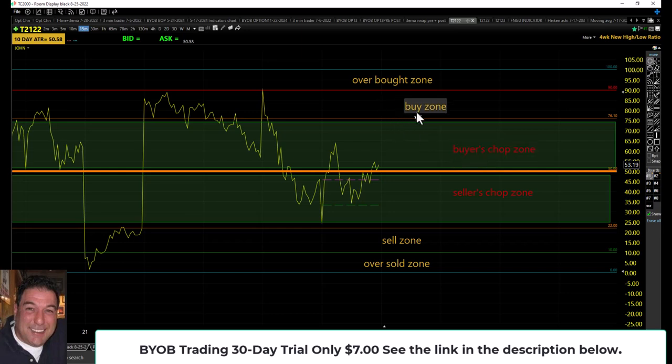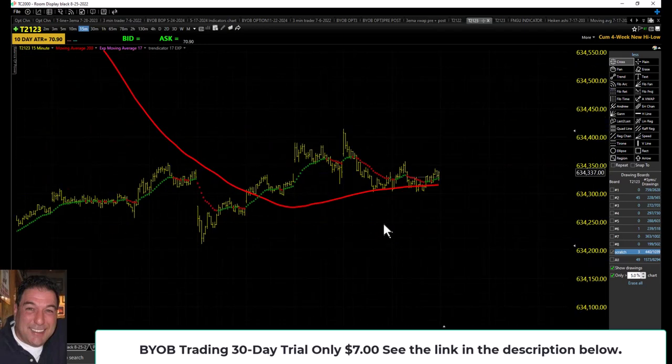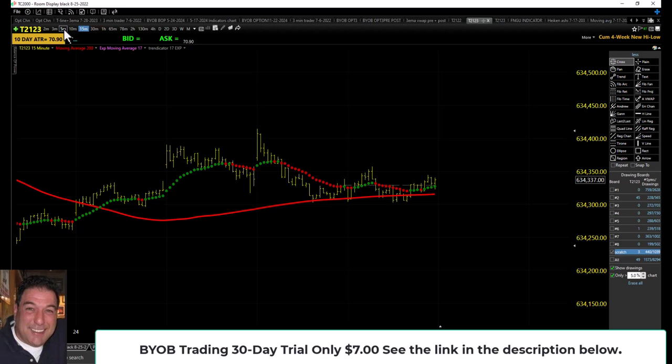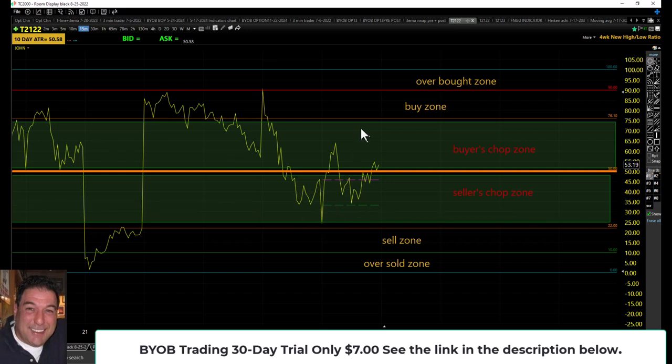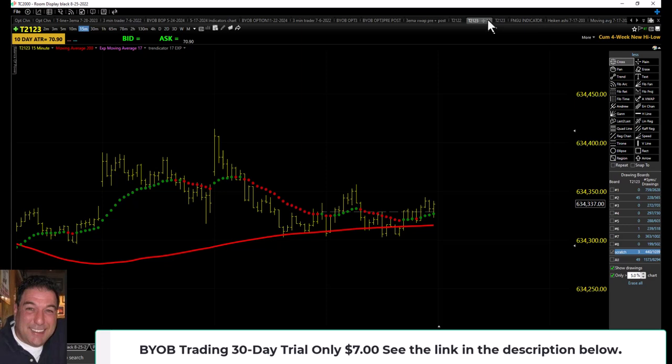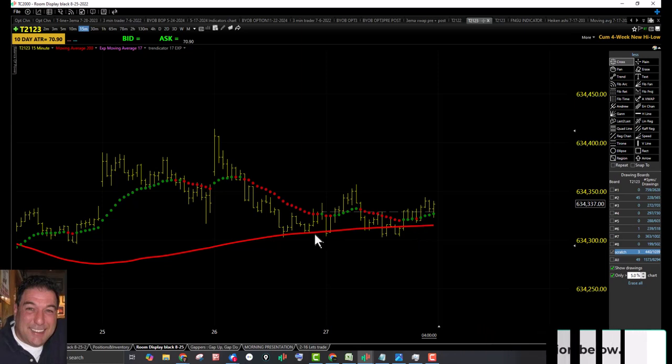So probably going to be a lot of red, green, red, green. We'll see. Yep, a lot of red, green on the 27th for the 15-minute T2123. You can see it on the T2122. We're in, we're out. We're in, we're out. You see that? We're in, we're out. Red, green, red, green, red, green.